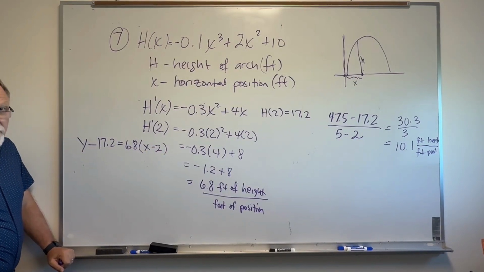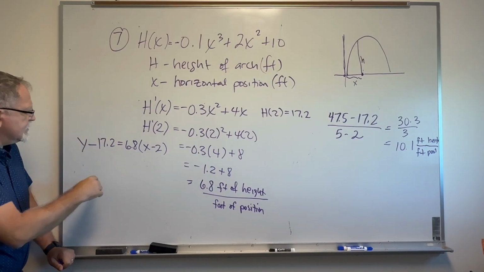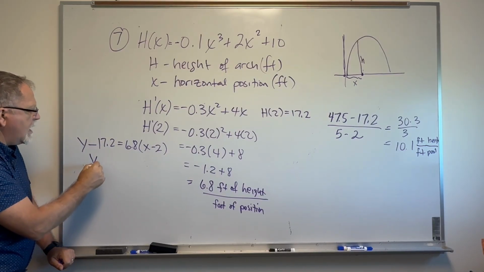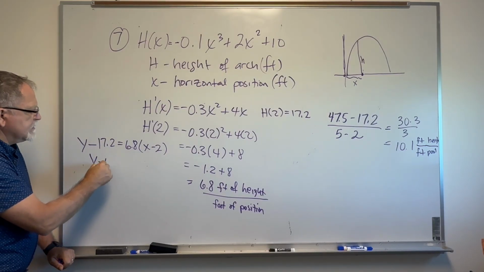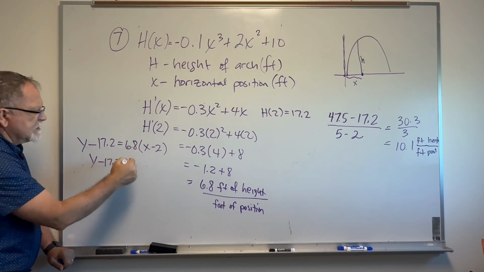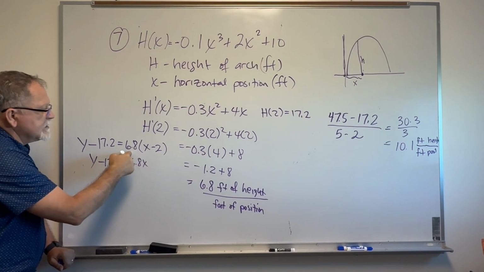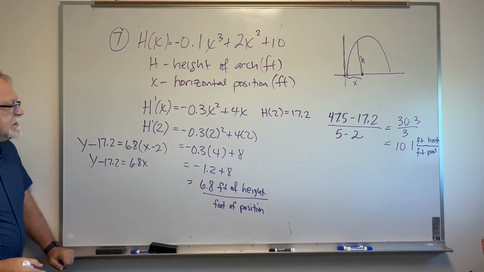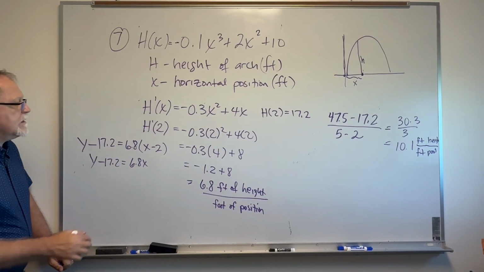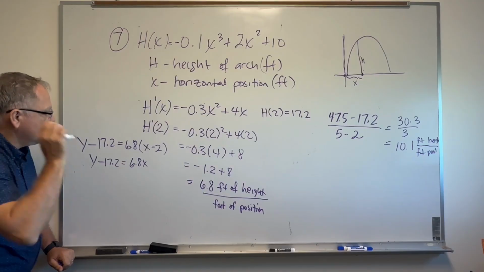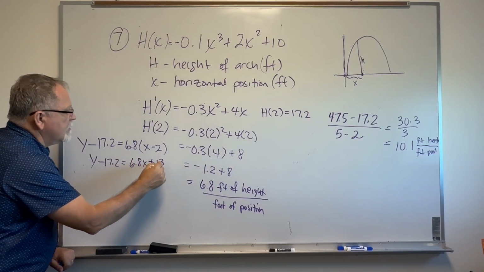If you want to move to slope intercept, we can go ahead and simplify it down. So I've got y minus 17.2. I can distribute this 6.8. I get 6.8x. Then I multiply this by 2. Let's see, if it was 7 times 2, that will be 14. And then I have to subtract those extra 2 tenths. So I get 13.6.